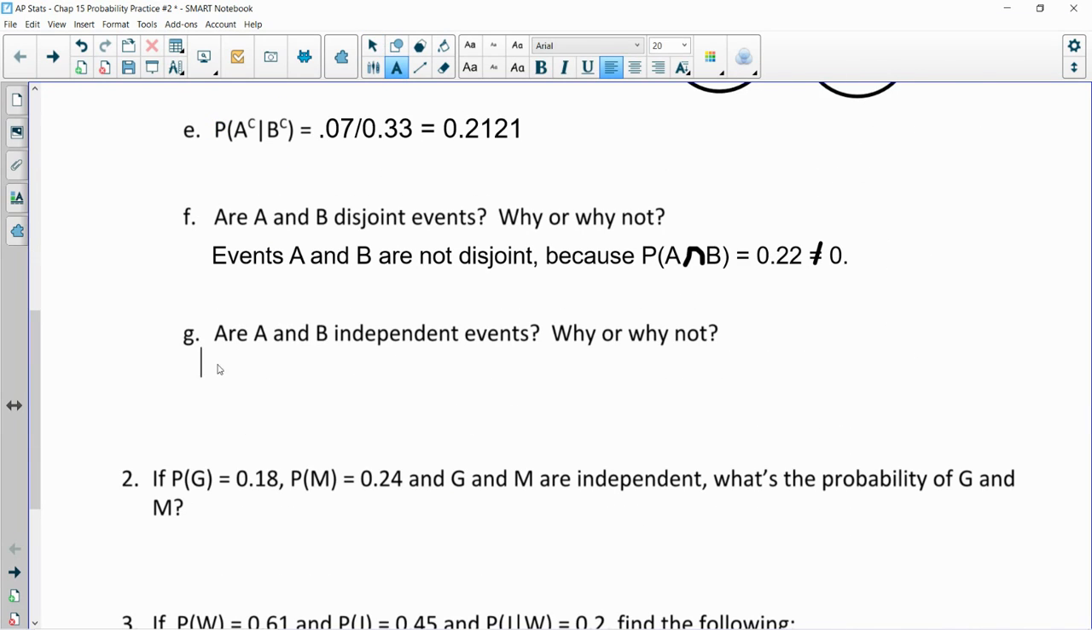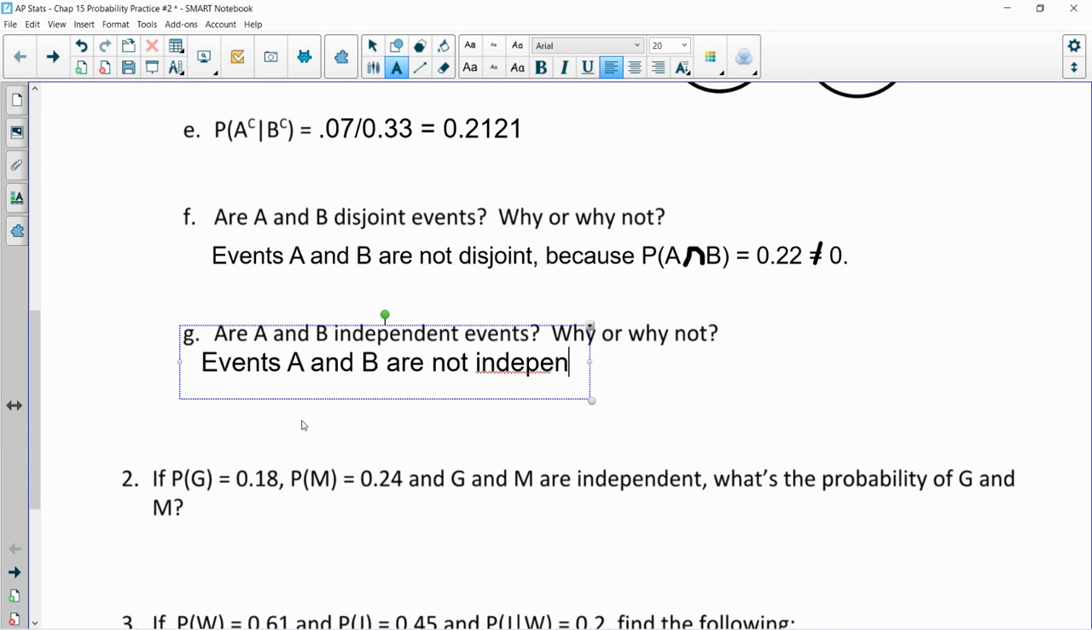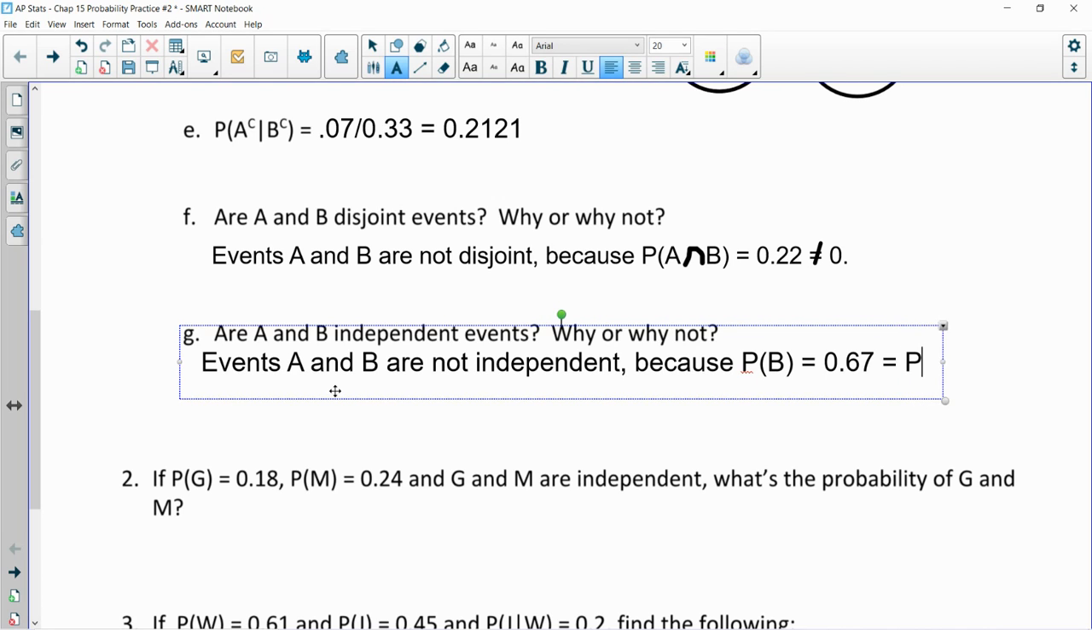So we're going to say events A and B are not independent, because the probability of B equals 0.67, which is not equal to the probability of B given A, which was 0.4583.